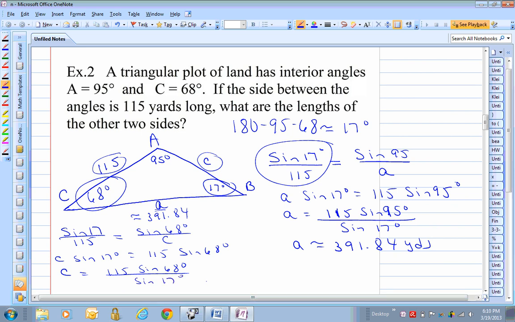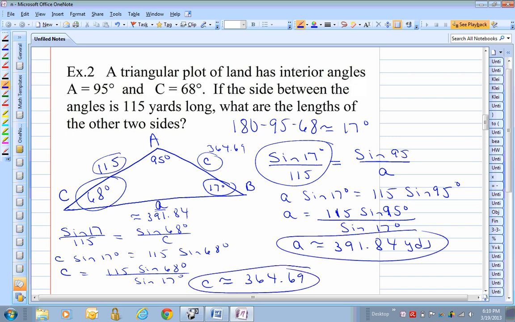When we put that in the calculator, our C value will be approximately 364.69. There's our C. There's our A. That would also be in yards, and that would also make sense since 68 degrees is much larger than 17, so 364 is much larger than 115. However, it's not as large as side A, which would be across from the largest angle.